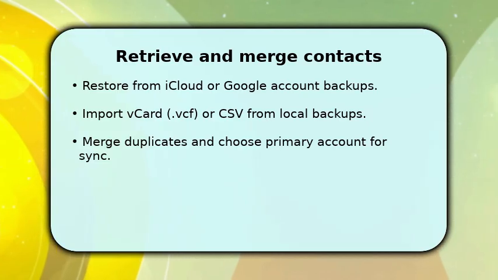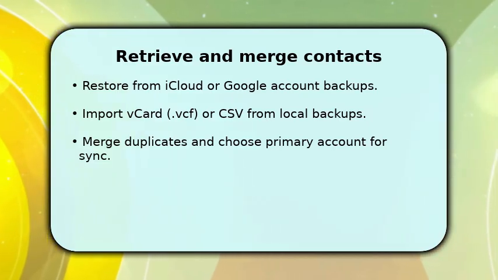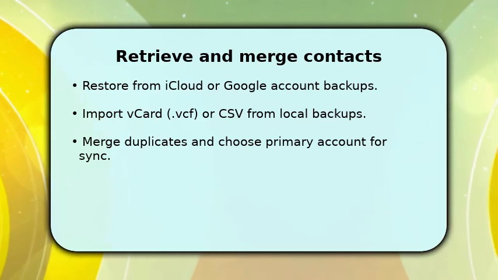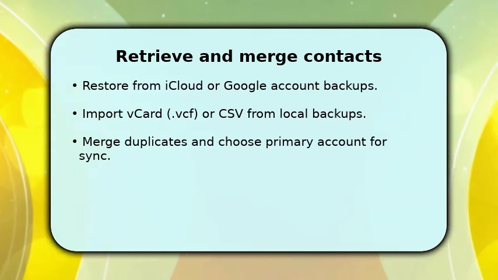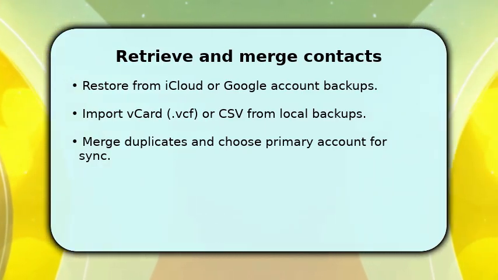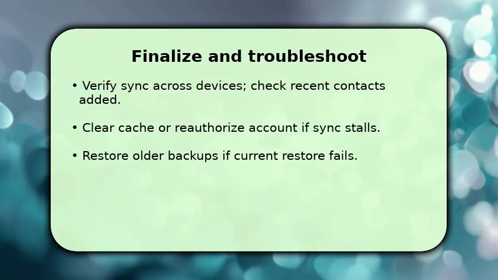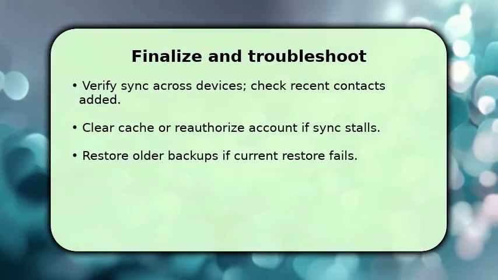If conflicts appear, choose the most complete entries, then force a manual sync so all devices reflect the merged, corrected list. You finish by verifying contacts on all linked devices and checking that recent entries are present.